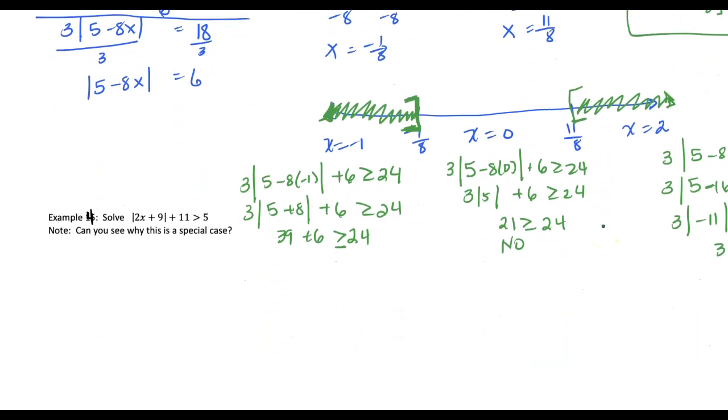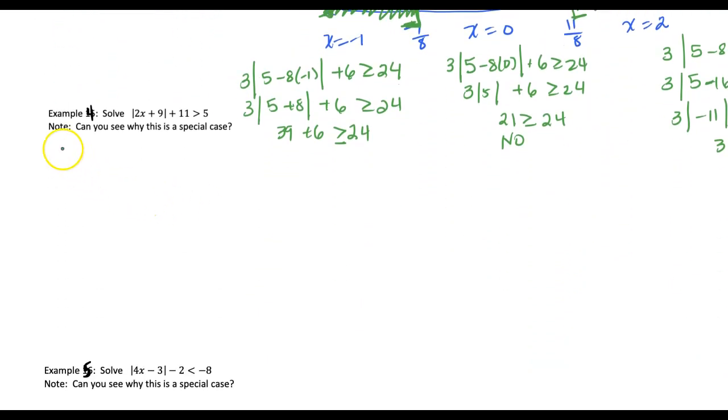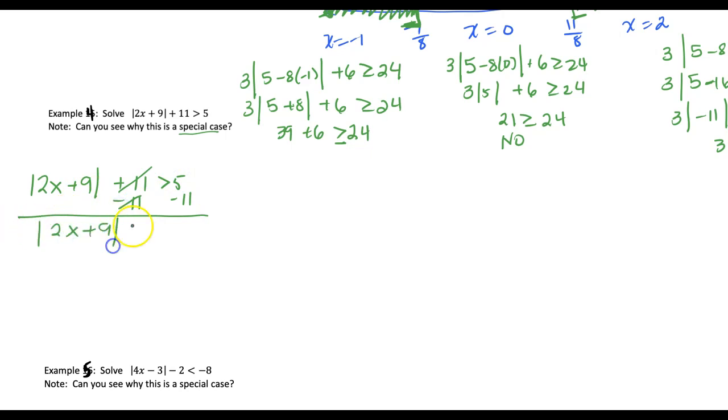Let's go ahead and take a look at example 4, and I'm kind of already giving you a hint that this is a special case. So I've got absolute value of 2x plus 9, plus 11 is greater than 5. Let me move that 11, again always in my method trying to isolate that absolute value, and 5 minus 11 is negative 6. And then we could continue on and set up our two equations, 2x plus 9 equals negative 6, and 2x plus 9 equals positive 6, and go from there and test on the number line. But I already hinted that this is a special case.